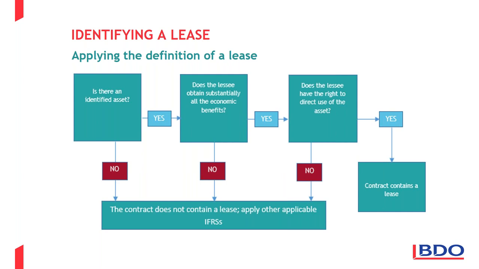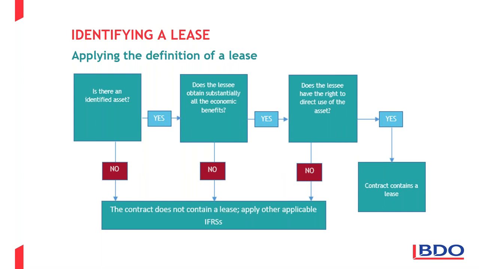So if you say yes to all three of those, you end up where you say, I've got a contract that contains a lease. If you say no to any of them, it's not a contract that contains a lease. You apply the applicable IFRS, and that is normally like a normal service agreement. Now, identifying a lease and applying this decision tree is very important in practice. So what we're finding is that a lot of our clients look at all their operating leases, finance leases, hire purchase agreements, anything that calls itself a legal lease, they apply this diagram and these questions, and they determine whether it's a lease or not in terms of IFRS 16.